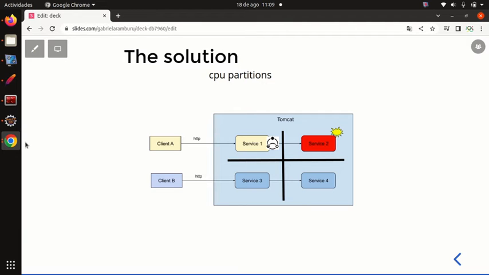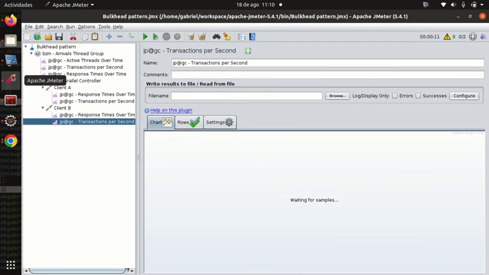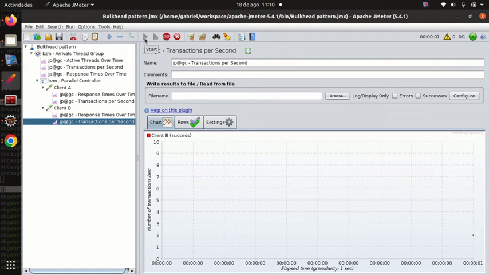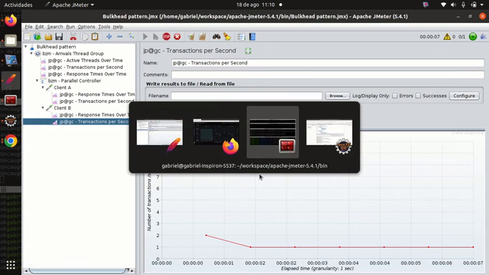Now let's see the solution to the problem. Here we will use Resilience4j for Java, a library that implements the bulkhead pattern. So every time service 1 calls service 2, it will use this library. And so we are building some CPU partitions in our application that will protect us from a failure on service 2. Let's start the client again, and let's wait for the ramp-up period to finalize. In the meanwhile, we can see some code.